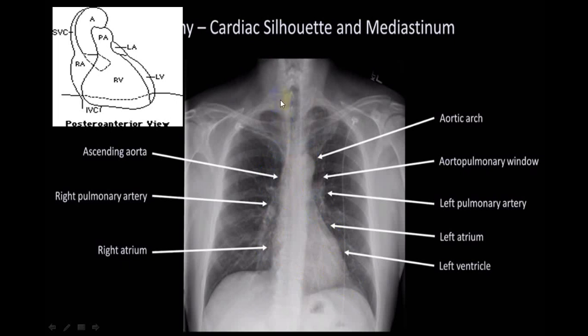And this will be the right side border of the mediastinum, and the left border of the mediastinum. So this will be right paratracheal and left paratracheal, because this is the trachea and parallel to it is the paratracheal. So this is a mediastinal portion. That is how it is. And this is called the cardiac silhouette, and this is called the mediastinum.